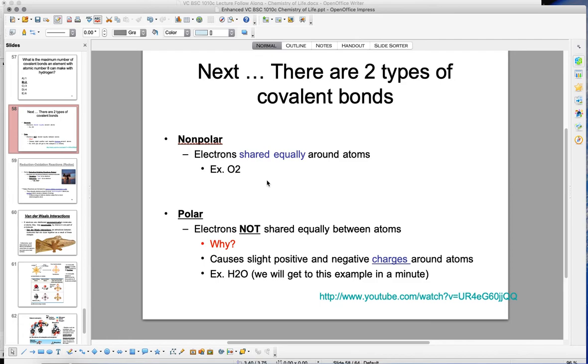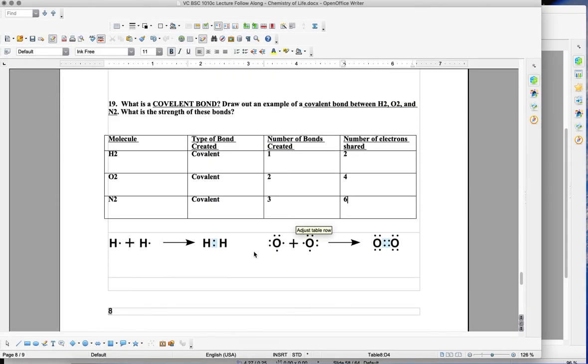So the degree of sharing can be different in a covalent bond. Sometimes the electrons are completely equally shared. What you saw here in these examples is completely equal sharing between the two atoms. This is a non-polar covalent bond, equal sharing. Now, a polar covalent bond is when the electrons are not equally shared between the two atoms involved, and this has to do with one of the atoms being slightly more electronegative than the other.